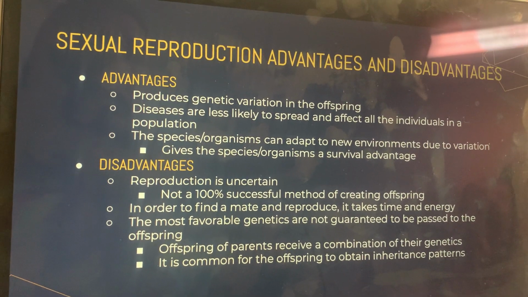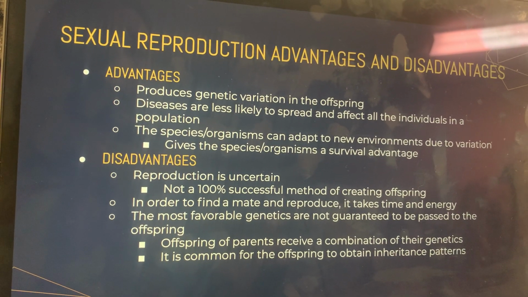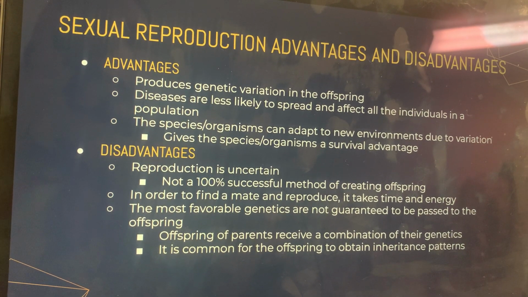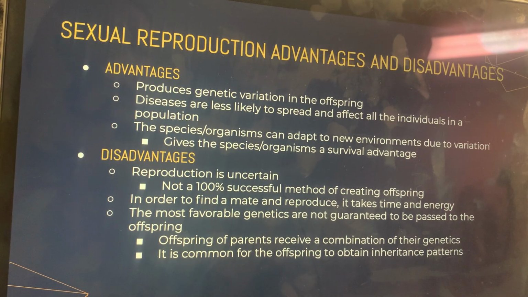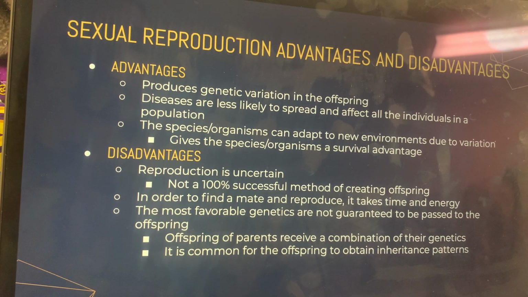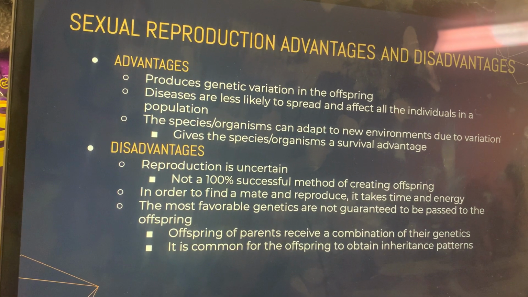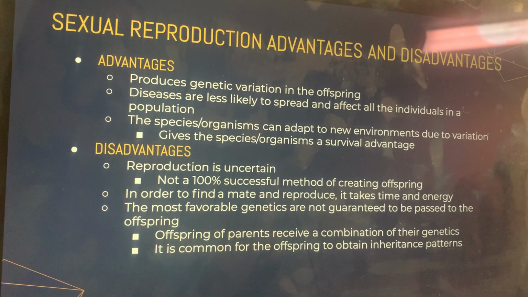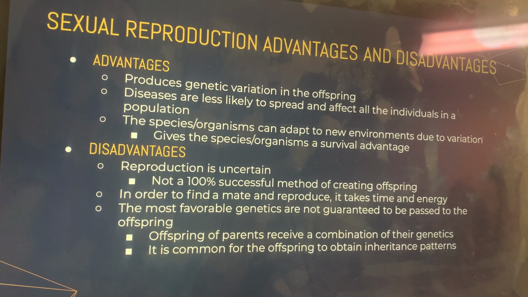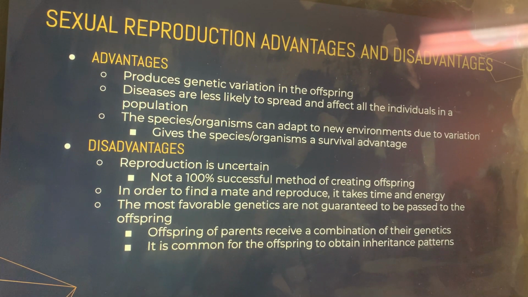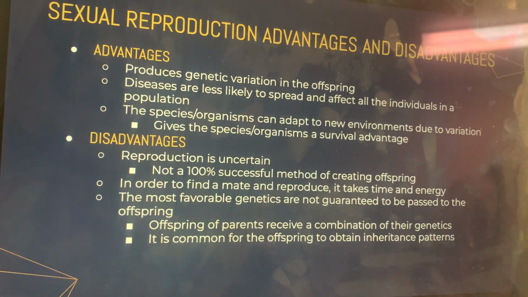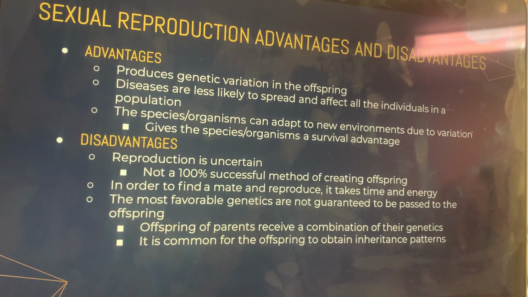Some of the advantages of sexual reproduction are it produces genetic variation in the offspring. Diseases are less likely to spread and affect all the individuals in the population. And the species or organisms can adapt to new environments due to variation. And this gives the species or organisms more of a survival advantage.